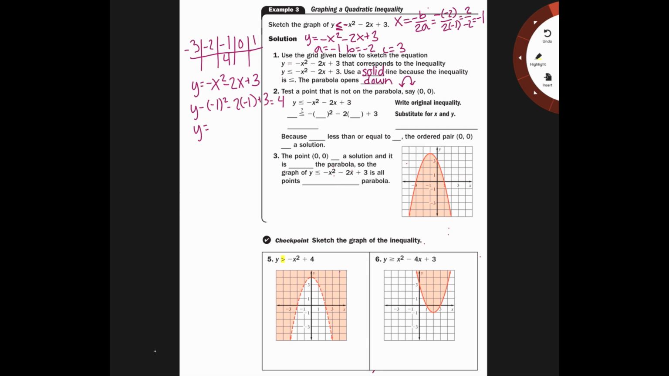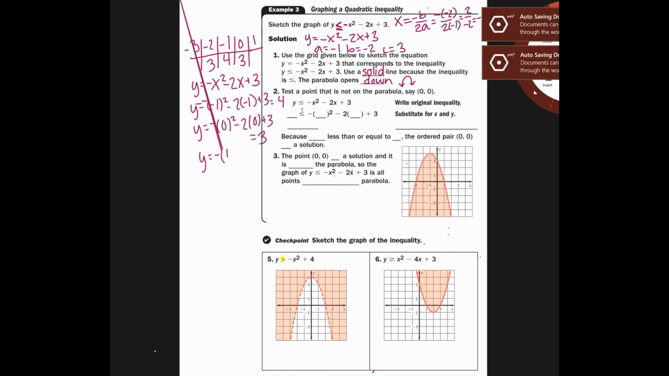So it'll be a y is equal to negative 0 squared minus 2 times 0 plus 3, which is just equal to 3. This will be a 3. And I have y is equal to negative 1 squared minus 2 times 1 plus 3. Negative 1 minus 2, negative 3 plus 3 is a 0. So this will be a 0, and this will be a 0.